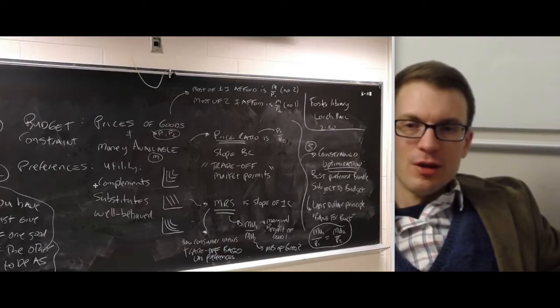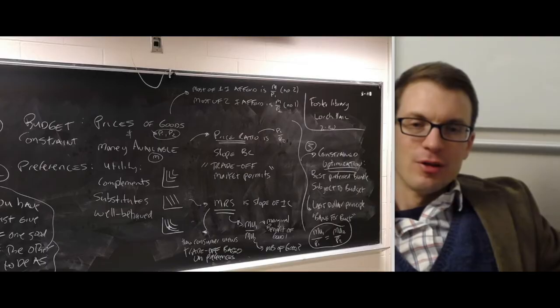Preferences, utility. This is complements, right angle indifference curves. Substitutes are downward sloping, and then well-behaved are these convex preferences. So the MRS is the slope of the indifference curve. The MRS is the ratio of the marginal utility, the marginal benefit coming through good 1, divided by the marginal utility of good 2, the marginal benefit of good 2. And this is how the consumer views the trade-off based on preferences.